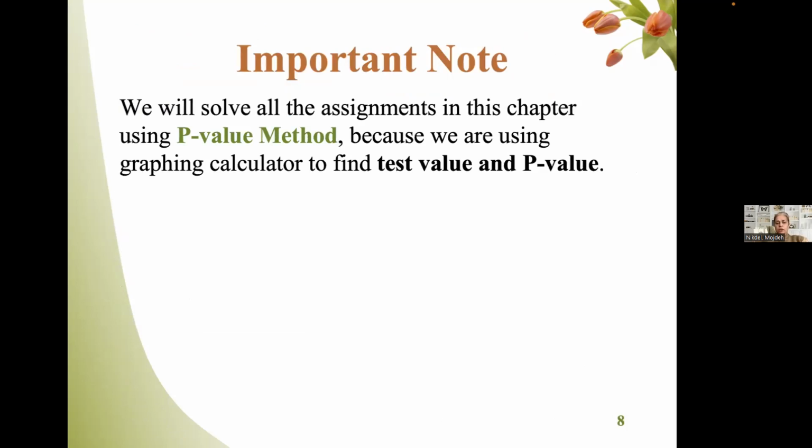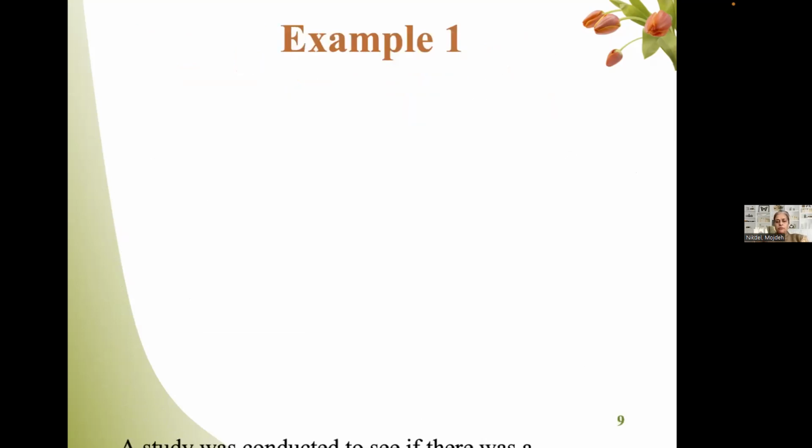Again, we will solve all assignments in this chapter using the p-value method, because the calculator, as I said, gives you the test value and p-value. So no traditional method for this chapter. Let's look at the example.